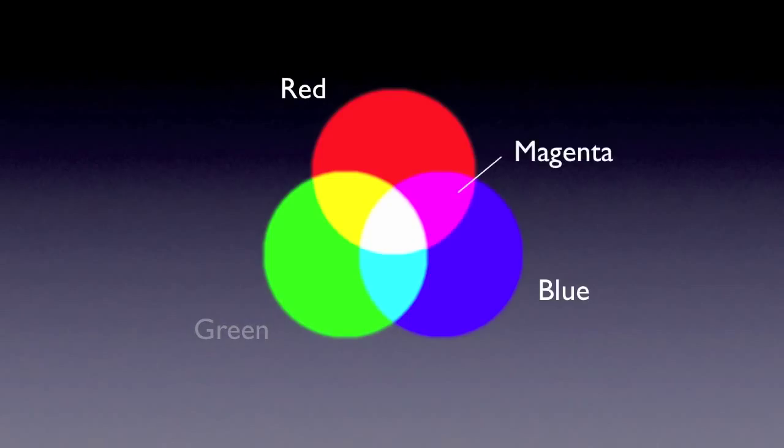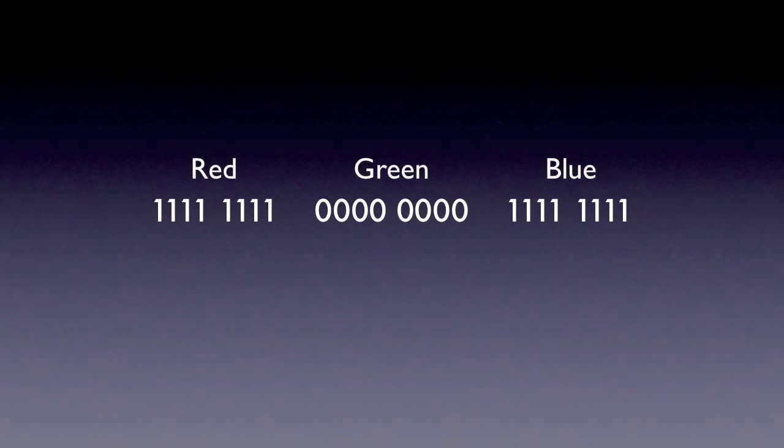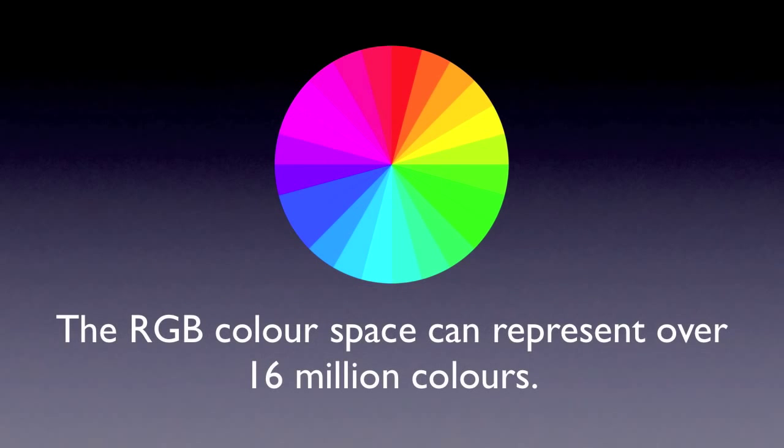For example, magenta, a bright shade of purple, is formed by mixing red and blue light at full intensity. The intensity of each of the components becomes a number between 0 and 255. We already know we can represent numbers using binary, so almost any colour can be represented using just 3 bytes, one for each component, red, green, and blue. In fact, the RGB, red, green, blue, colour space can represent over 16 million different colours and shades.